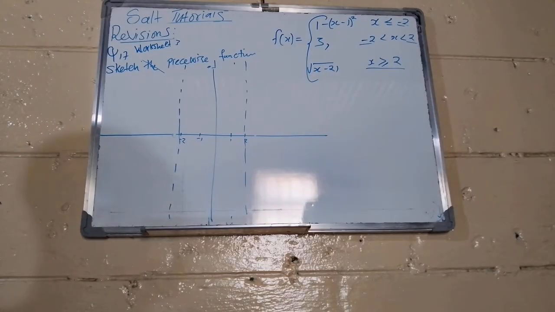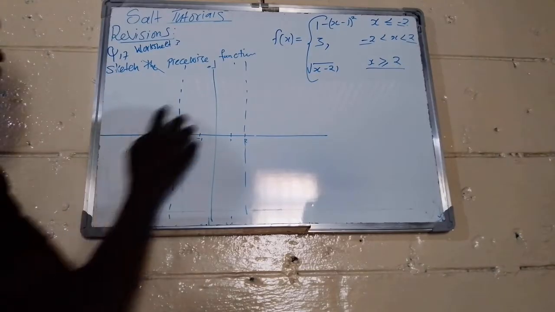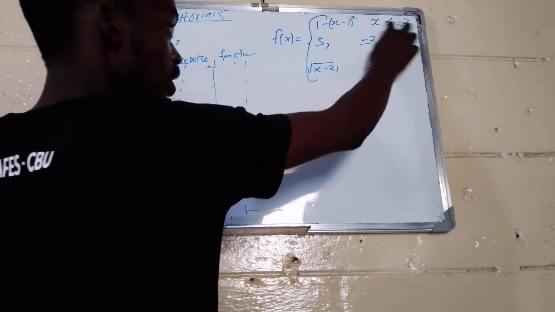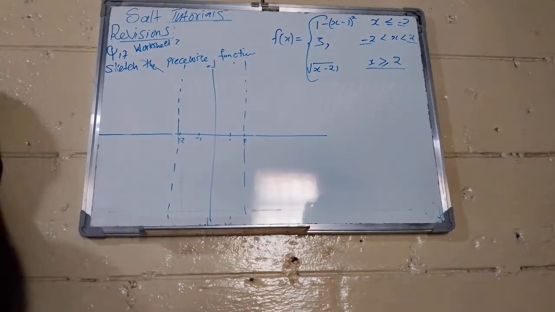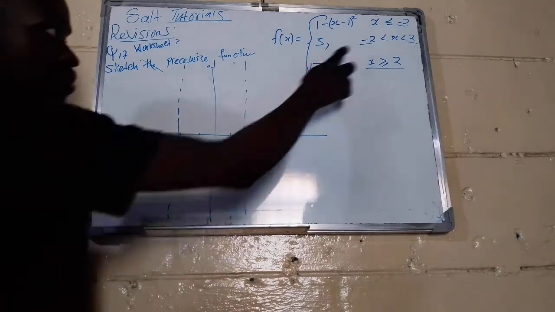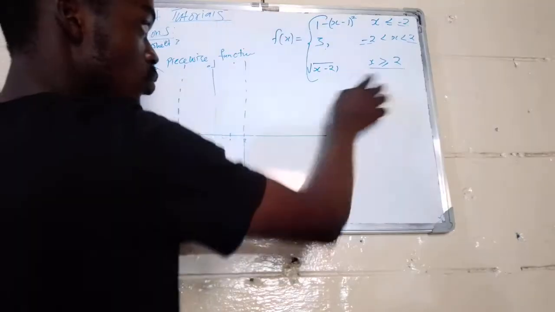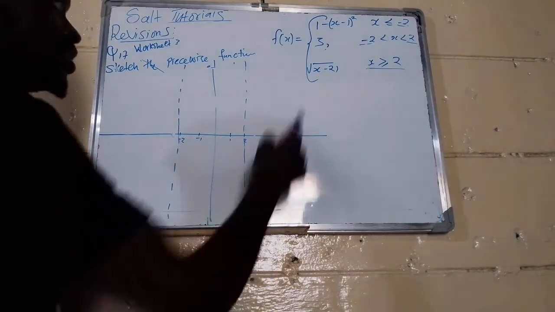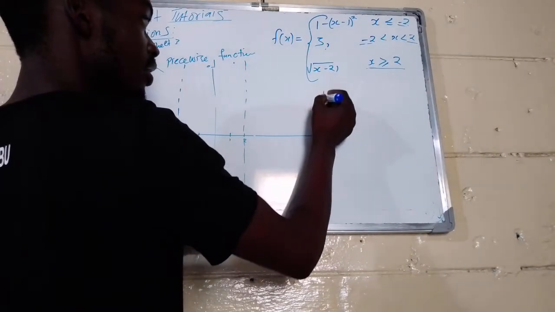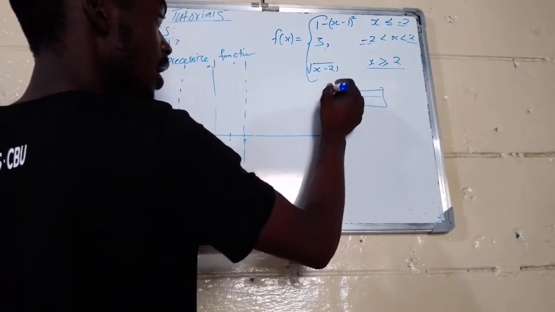So how is the graph being drawn here? The first part is for x less than or equal to negative 2, it is this function. So this function will be drawn to the left of negative 2. In between negative 2 and 2, it is f of x equals 3. Greater than 2, it is the square root of x minus 2. Okay? So if I'm creating a table of values for this one, x, y.